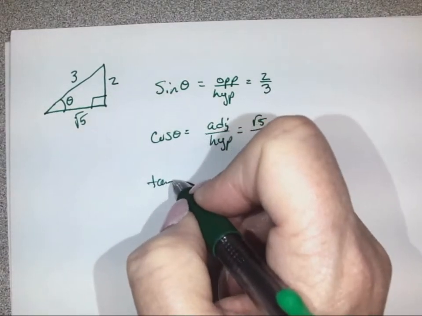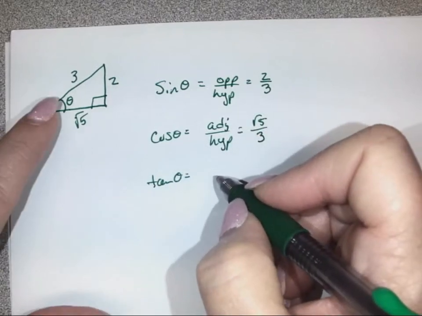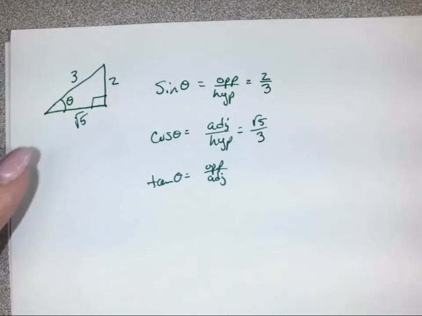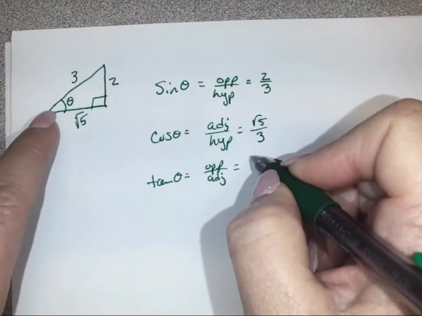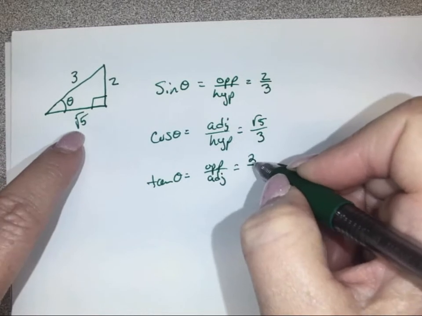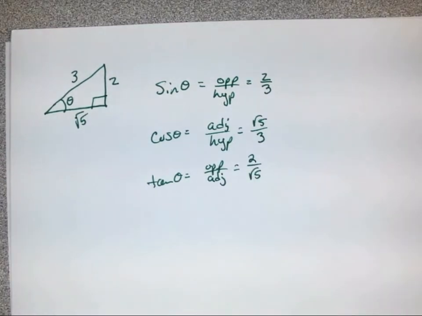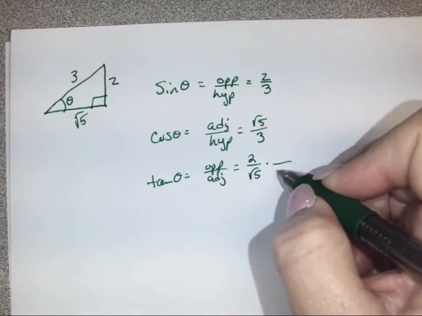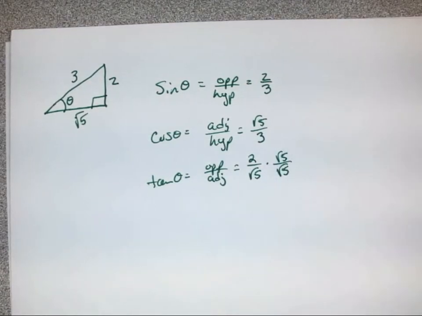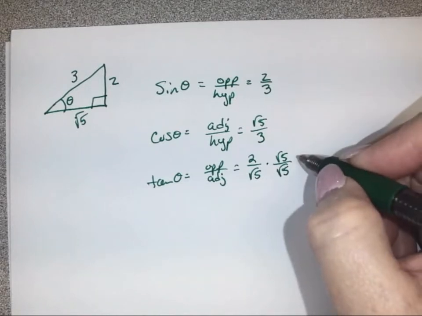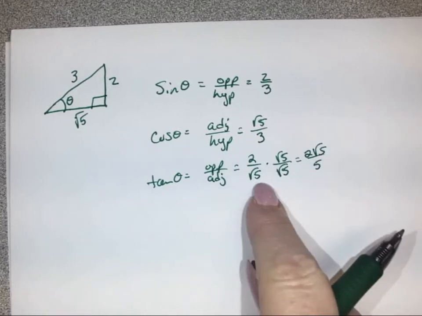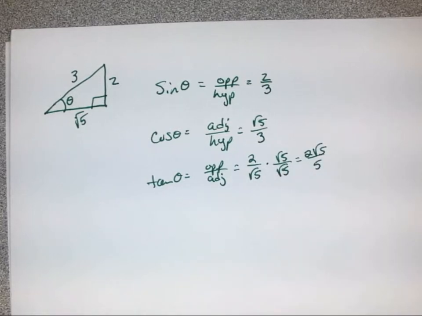And then tangent theta will be equal to the opposite over the adjacent. So it would be equal to the opposite, 2, over the adjacent side, square root of 5. But remember, we don't leave those radicals in the denominator. So we're going to multiply by the square root of 5 over the square root of 5 so that we can rationalize it. So we get 2 square roots of 5 over 5. We've talked about this before. Square root of 5 times square root of 5 will get you the square root of 25, which is 5.